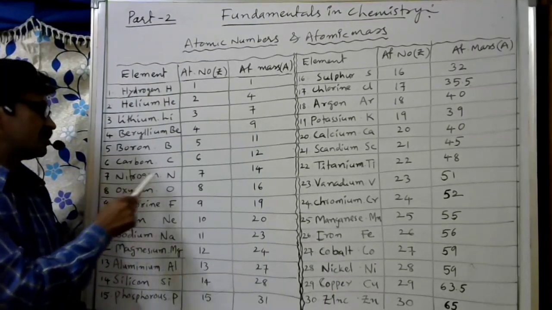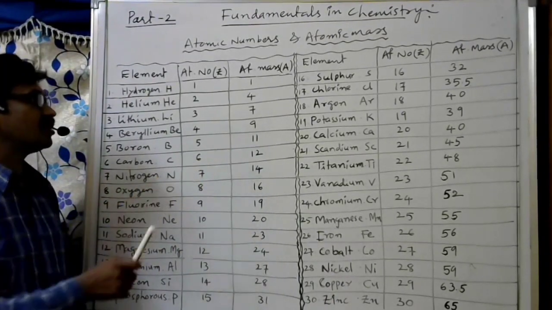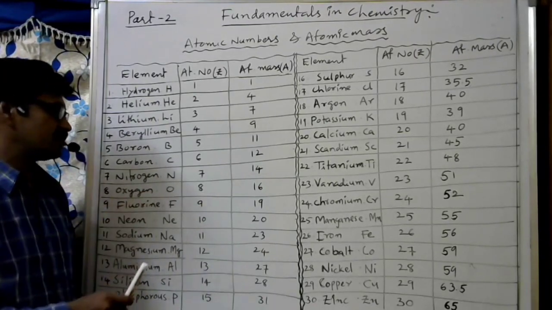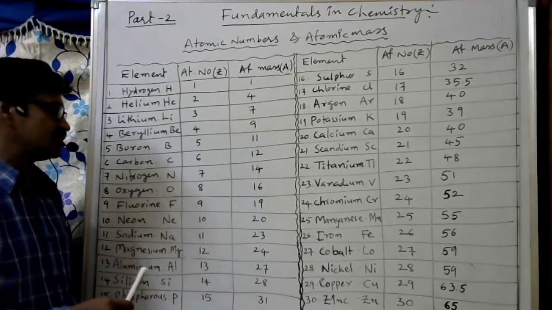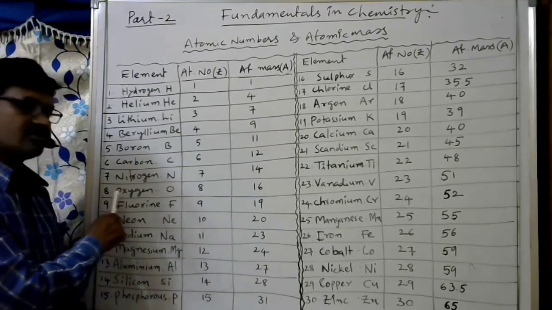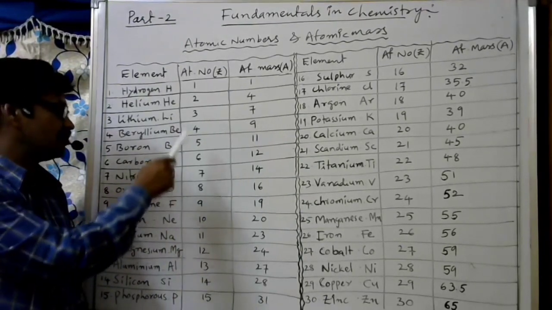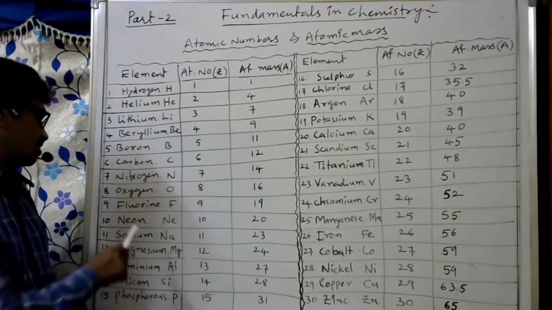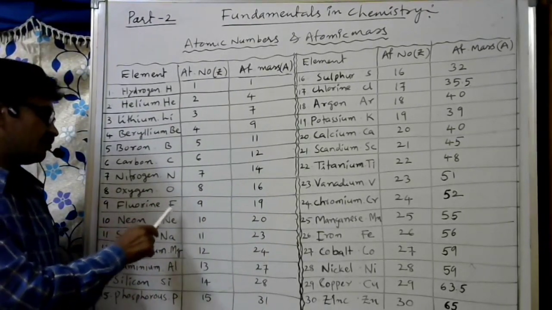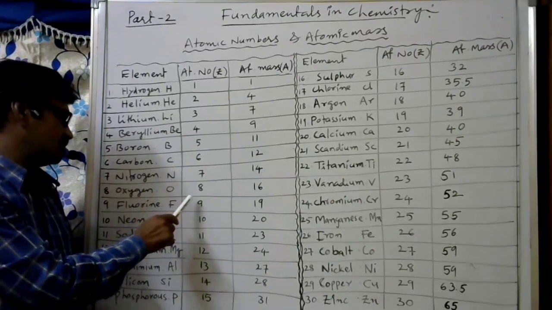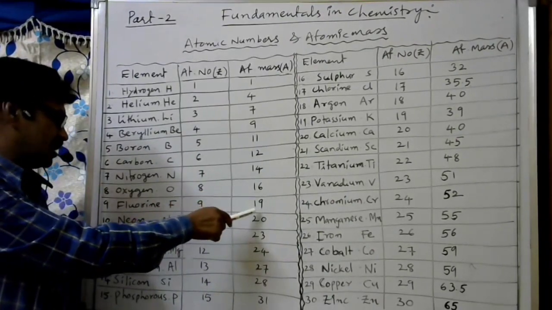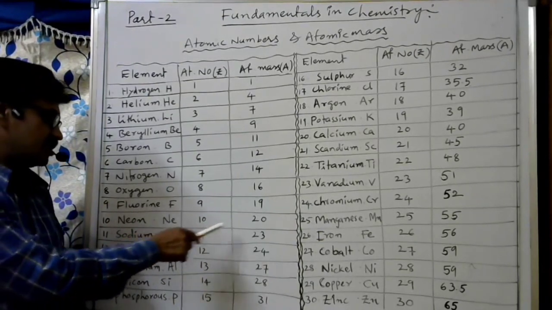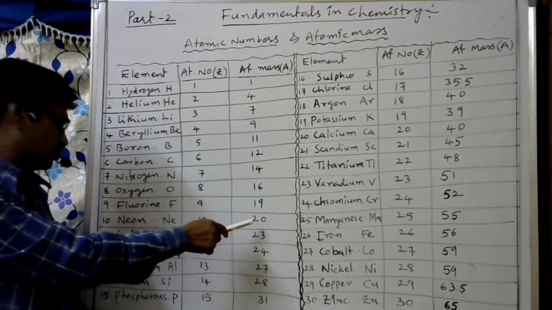Then carbon, atomic number 6, atomic mass 12. Nitrogen, atomic number 7 and atomic mass 14. And oxygen, O, atomic number 8 and atomic mass 16. Then fluorine, F, atomic number 9 and atomic mass 19. Neon, Ne, atomic number 10, atomic mass 20.